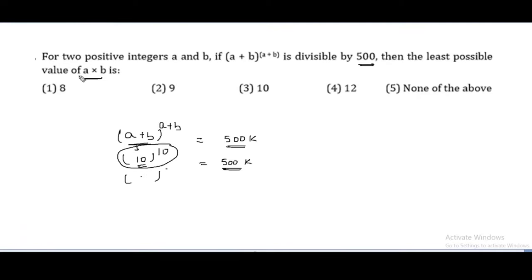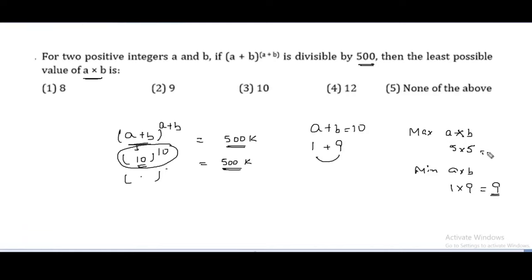So what do we need to find out? The least possible value of A into B. A plus B is 10. And if the sum is constant, we know how to maximize the product. The maximum product will be when both numbers are equal. But here we have to minimize. The product will be minimum when both numbers are as far apart as possible. So I'll take one number as 1 and the other number as 9. So the minimum possible value is 9. The maximum value possible is 25, but we need to find the minimum. So the answer is 9. Easy question.